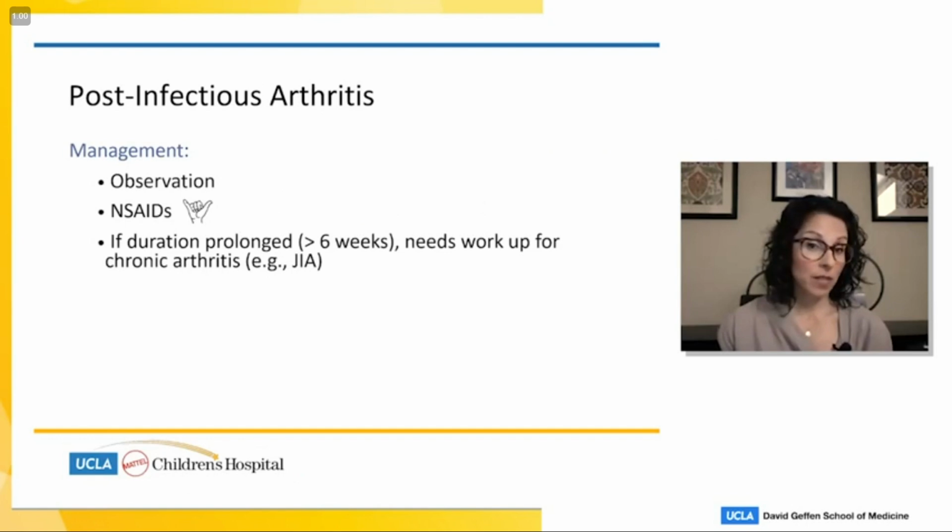Management is observation, non-steroidal anti-inflammatories, and if it really looks like it's persisting and becoming chronic, specifically more than 6 weeks, you would need to refer to rheumatology for a chronic arthritis diagnosis or workup. Critical is that observation component because a lot of kids will just get better on their own.